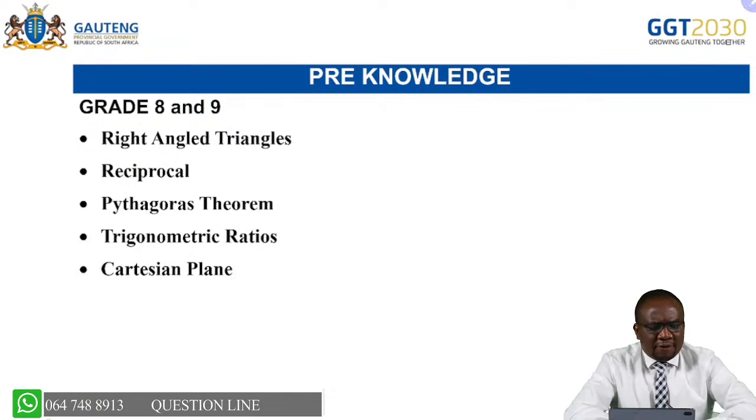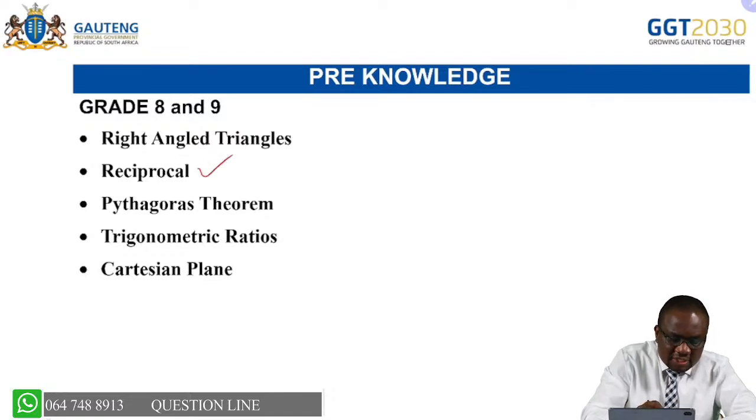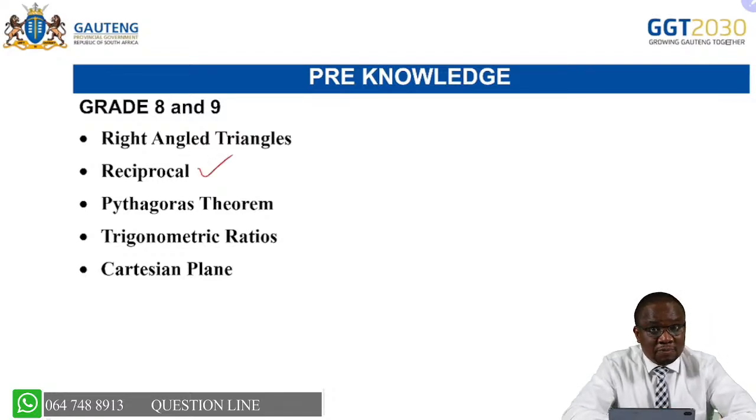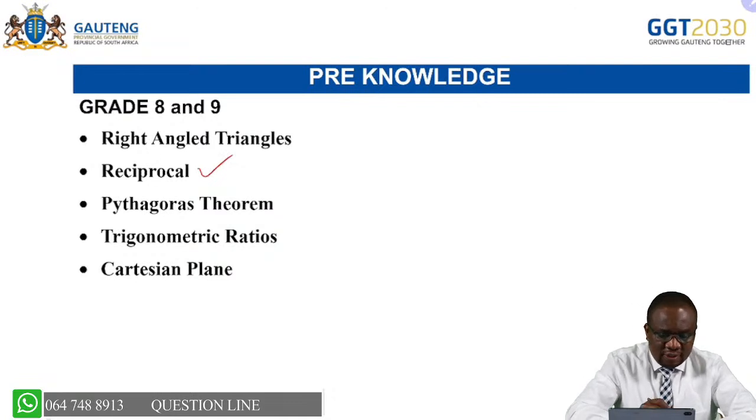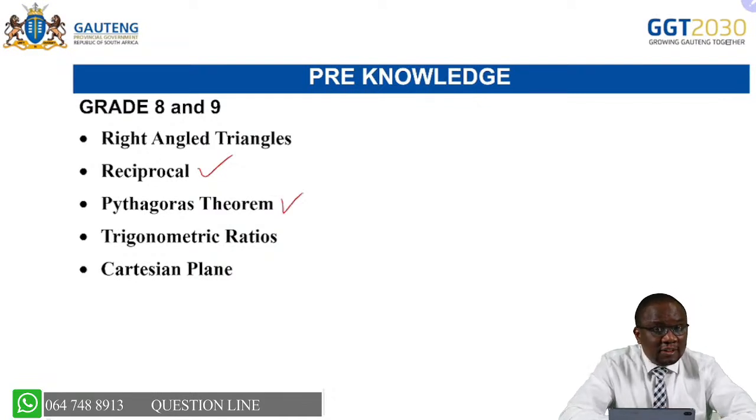Right. Now we have done right angle triangles. You know them. These are triangles with what? With a 90-degree angle. We're going to revise reciprocals. We're going to use our knowledge about the reciprocals a lot today. The Pythagoras theorem. Remember r squared is equal to what? x squared plus y squared.